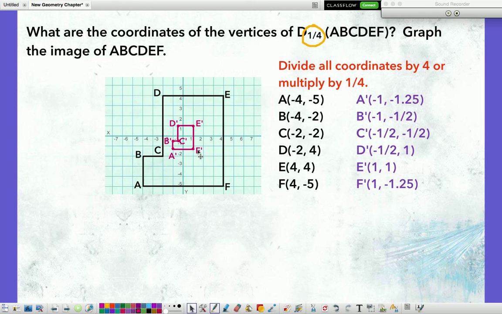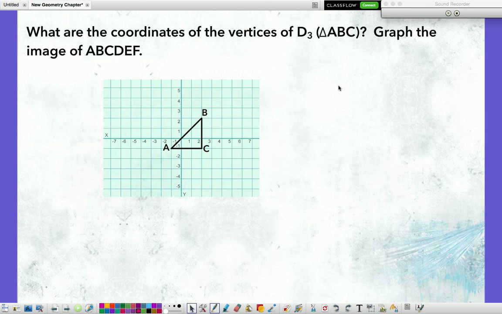Okay, so that figure is dilated by a fourth. Okay, so it's cut in half by a fourth. So basically, all you're doing is multiplying and dividing the coordinates. Okay, not adding and subtracting. Don't make that mistake. Okay, next, we're going to dilate this by 3.